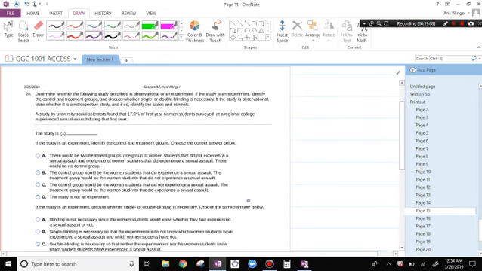Determine whether the following study described is observational or an experiment. If the study is an experiment, identify the control and the treatment groups and discuss whether single or double blinding is necessary. A study by University social scientists found that 17.9% of first-year women students surveyed at a regional college experienced sexual assault during that first year. So this just looks like they're observing that. It's definitely observational.